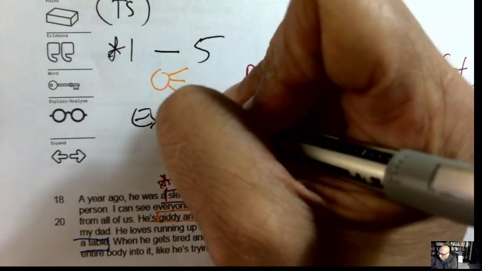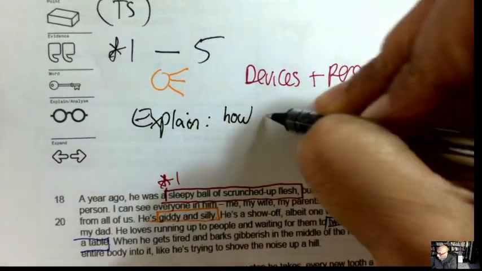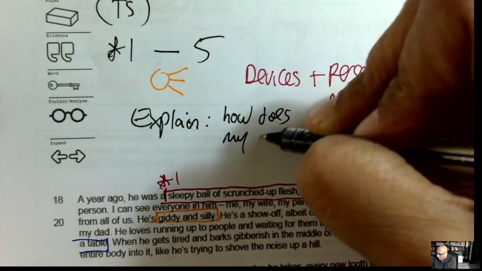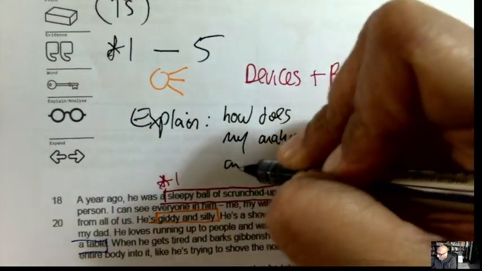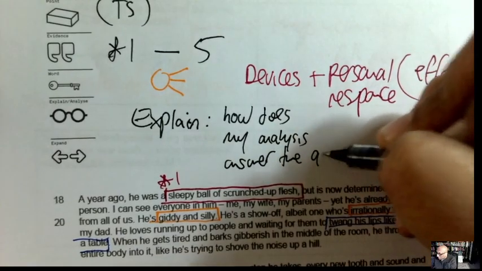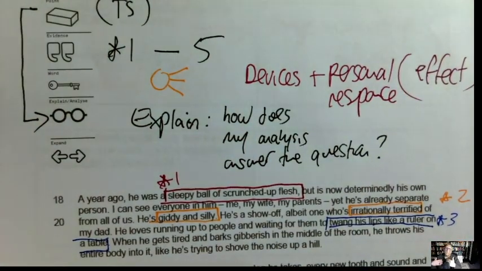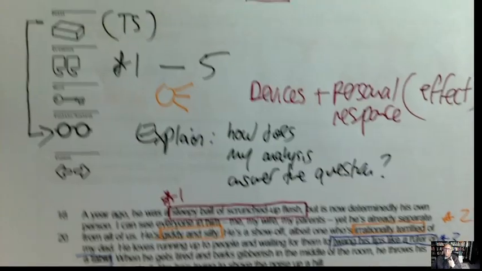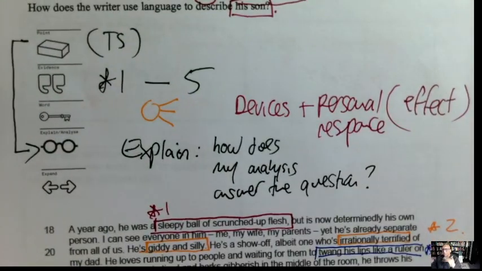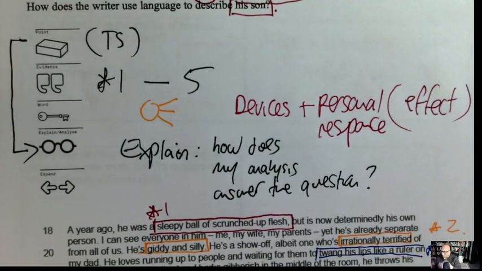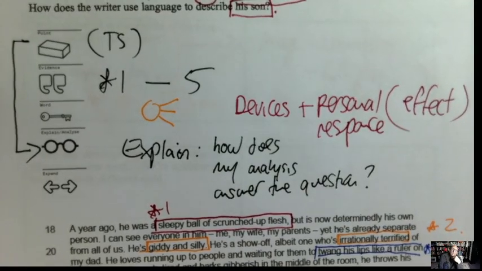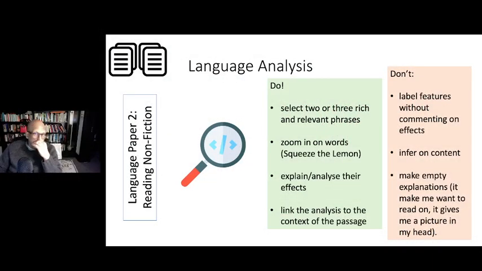What does it mean to explain? How does my analysis answer the question? So if you are having difficulty coming up with a topic sentence or point, don't worry, you can do it here, or you could do it at the end of the paragraph. But if you did this 4 or 5 times with real speed and rigor and used a lot of evidence from the extract, you would do very well in beginning to really understand what language analysis is.